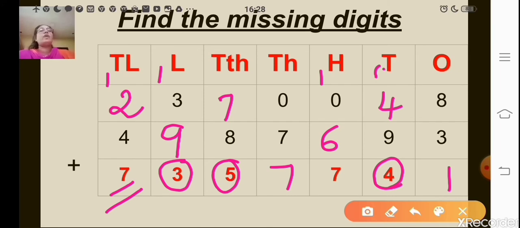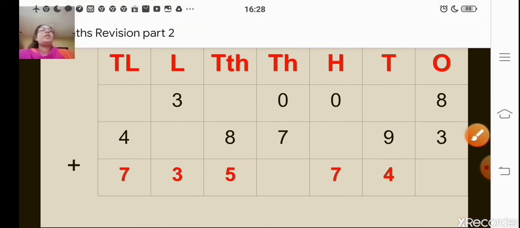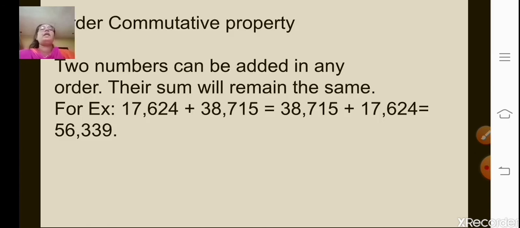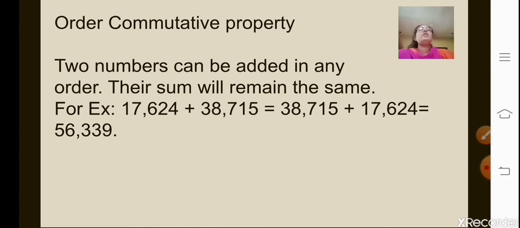This also we have already done. Coming to the next, the properties of addition. We have learned the 3 properties of addition. Let us take a quick look at what the 3 properties are. The first property is the commutative property, which tells us that 2 numbers can be added in any order. Their sum will remain the same. Suppose I say 3 plus 4, or I put it in this order, 4 plus 3, the sum will remain the same, that is 7.